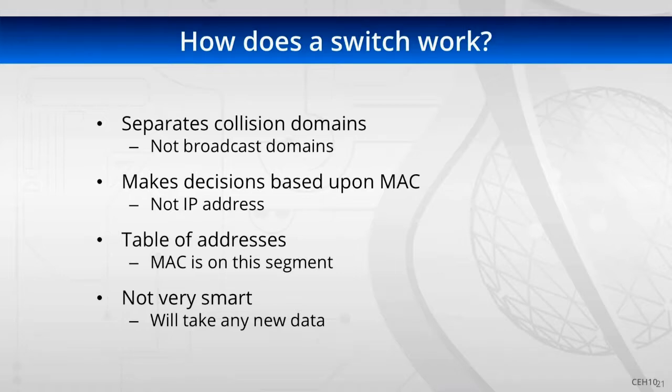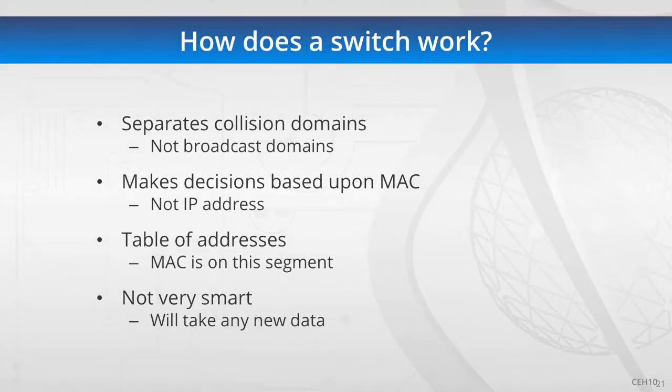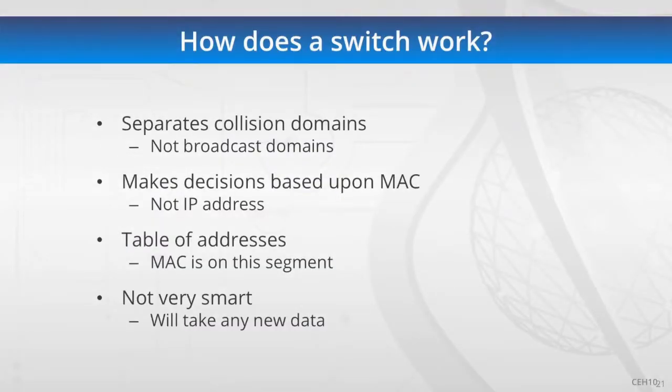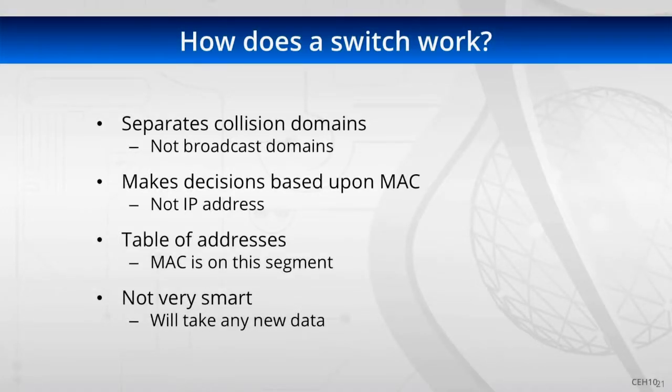It creates a table within that device, and that lists the MACs on a particular segment. And when I say segment, usually what you think of is port. So that is one segment, and it will make its decisions there. It's not very smart, and it will take any new data. What new data? I could say I've changed my MAC address, and it would update that table, unless that was fixed with that port.